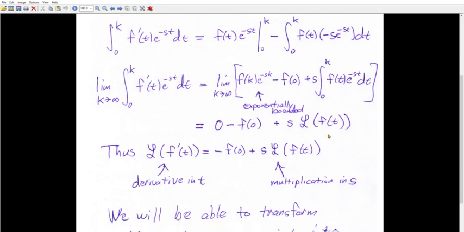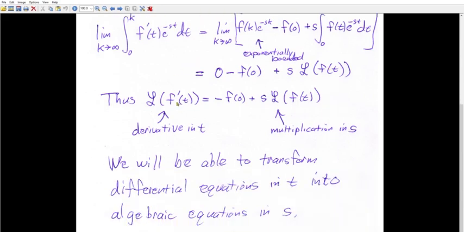And now this thing we recognize as s times the Laplace transform of f of t. So what we have just discovered is that the Laplace transform of f prime is minus f of 0 plus s times the Laplace transform of f. And now this is what's important. A derivative in t turns into multiplication in s. And that's the reason this is worth a lot, because you can transform differential equations in t into algebraic equations in s.